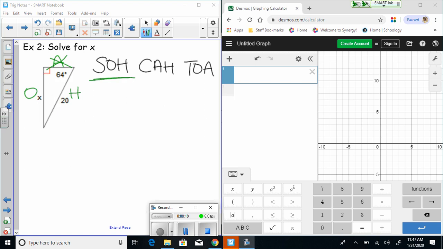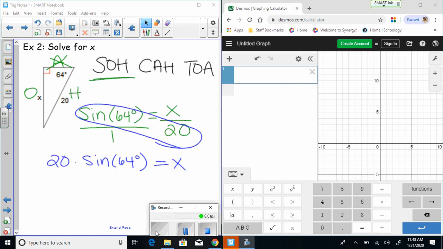So now I have the opposite and the hypotenuse, the O and the H, so I know I'm going to use sine. So to set this up, I know the sine of the angle, which is 64 degrees, is equal to the opposite over the hypotenuse, which is 20. And then we're going to make a proportion and put it over 1. And then we're just going to cross multiply. All right, so we cross multiply to get this equation.